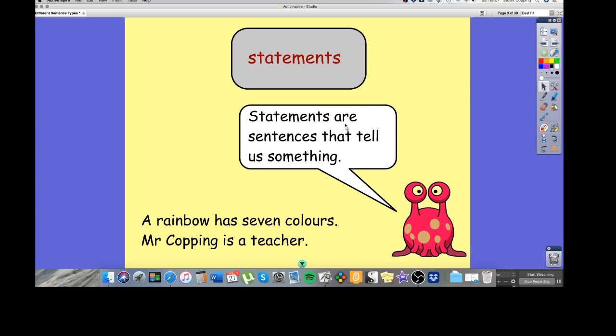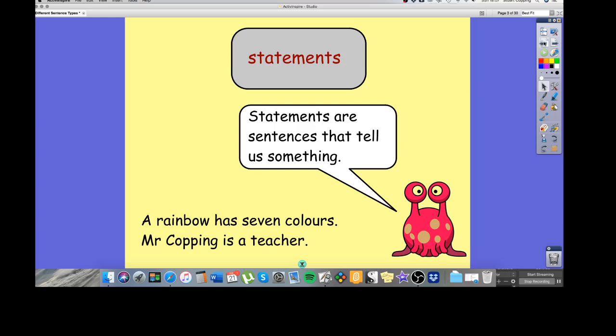So here I've got a couple of examples. A rainbow has 7 colours. Mr. Copping is a teacher. So very simple fact statements, sentences. These sentences all start with a capital letter and end in a full stop.